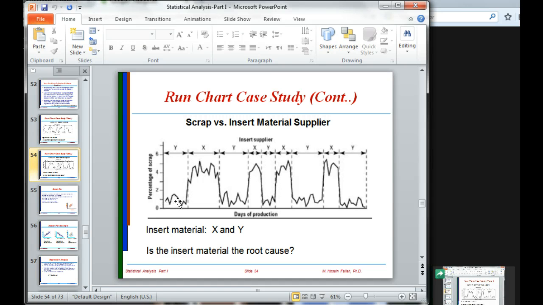Supplier Y seems to have the right material for the boring process, and you get a small amount of scrap, while supplier X material wasn't doing as well. By looking at the data, you can decide to buy only from supplier Y and not from supplier X. So with the run chart, by plotting the data, you can make an assessment for improving the process without too much complexity. This is just simple data over time. Any question?